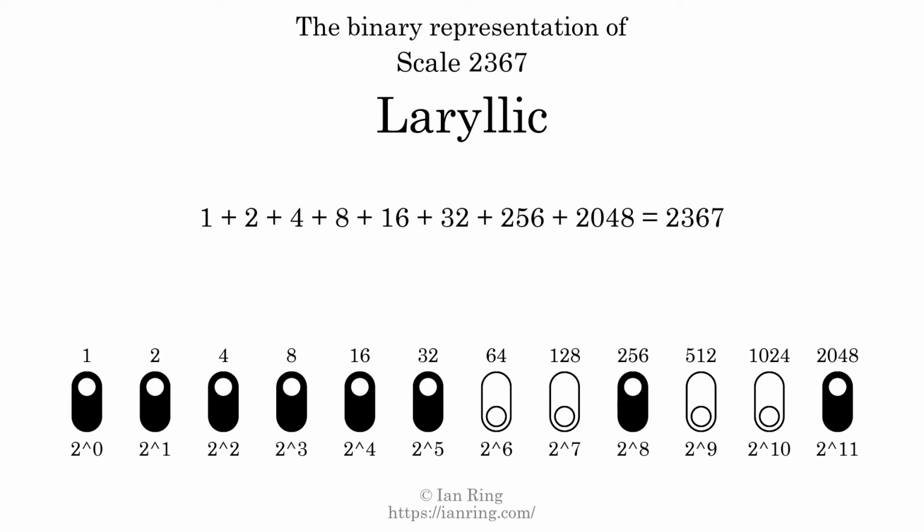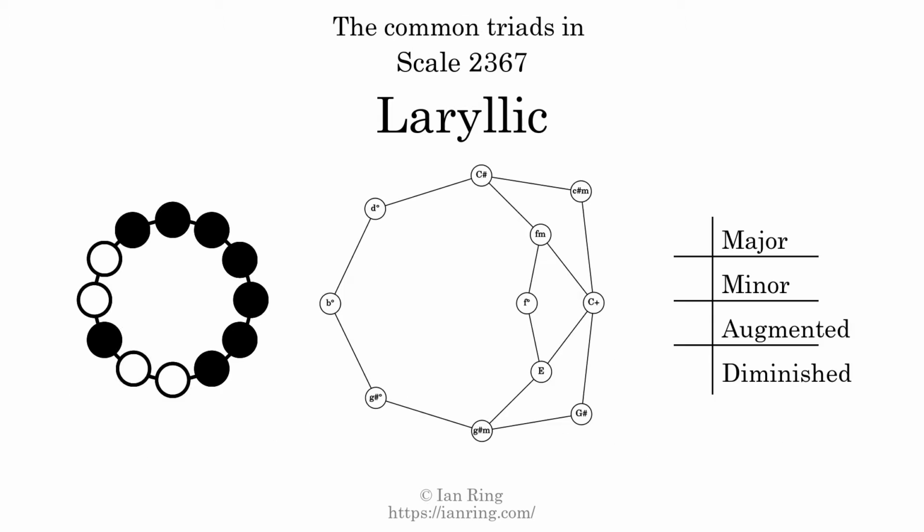2367. The scale number not only enumerates the scale with a unique index, but it also literally describes the tonal content of the scale. Represented as a binary number in base 2, the scale number is 1001001111111. Here are the common triads present in this scale.